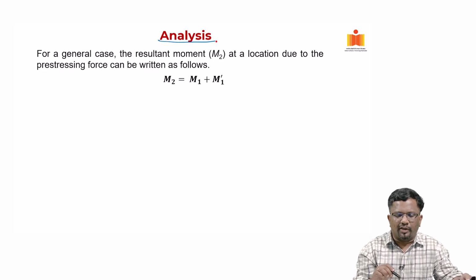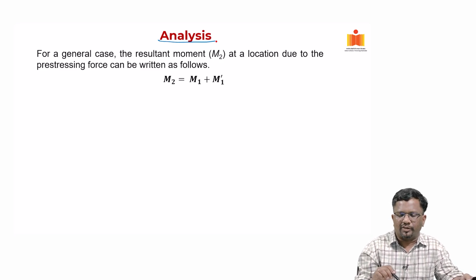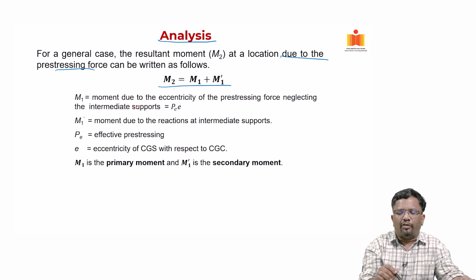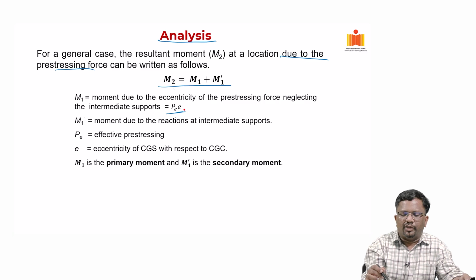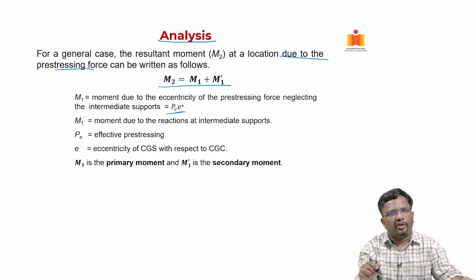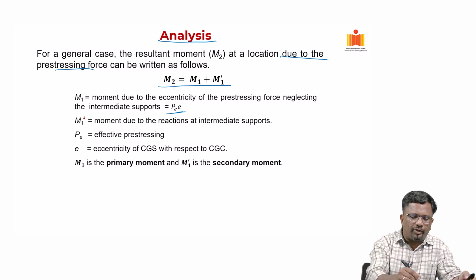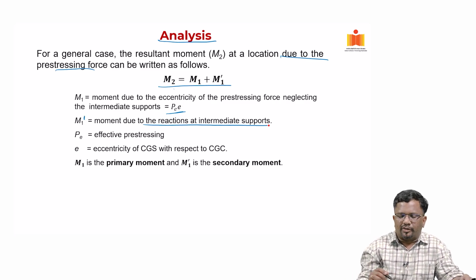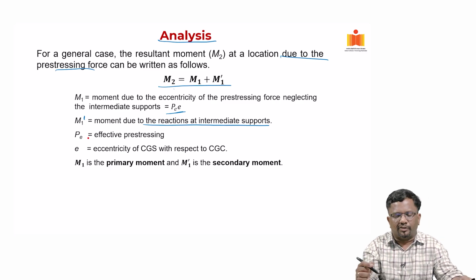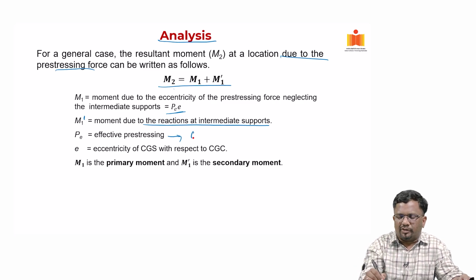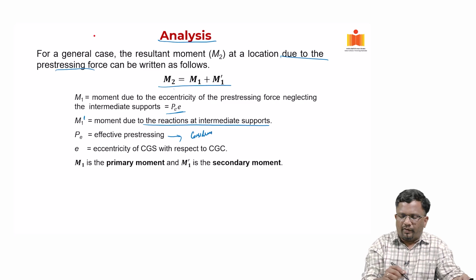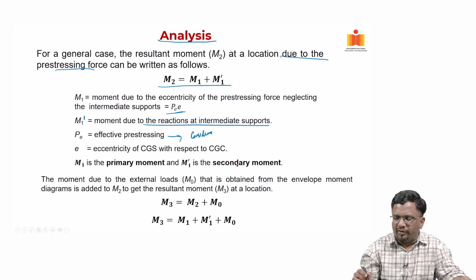Okay. So for a general case, the resultant bending moment at any location, as we have seen, due to pre-stressing, again this is due to pre-stressing as we explained, is M1 plus M1 prime, right. Now what is M1? M1 is a moment due to the eccentricity of pre-stressing neglecting the intermediate support. That means it is going to be pre-stressing force multiplied by the eccentricity, and M1 prime is the moment due to the reactions at the intermediate supports, and P is the effective pre-stressing force. Well, M1 is the primary moment and M1 prime is the secondary moment.